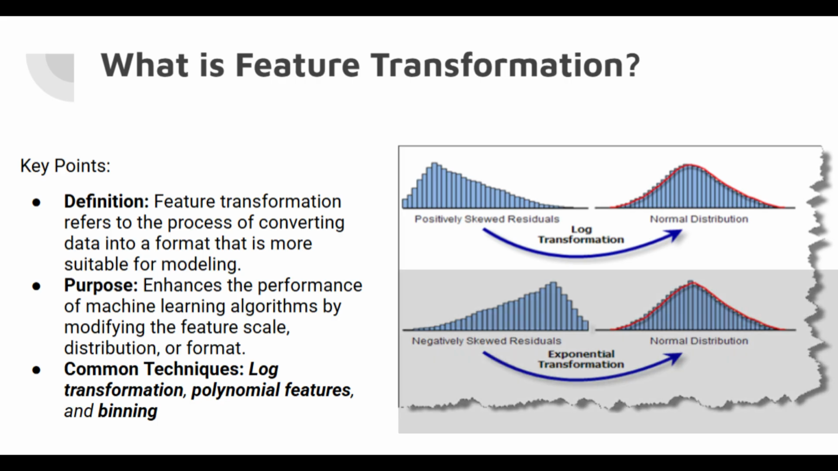Exponential transformation. This technique is used when dealing with negatively skewed data. It can help adjust the distribution so that it resembles a more normal distribution.